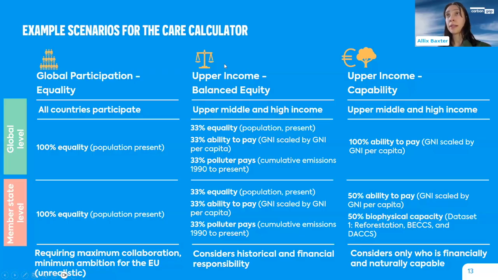Our other 2 scenarios have a more limited group of countries, so upper middle and high income only. And this balanced equity version equally balances these 3 criteria at the global and member state level. So it's considering historical and financial responsibility. The final scenario, upper income capability, again, a more limited group of countries. And this is completely based on countries' ability to pay, and also at the member state level considers their biophysical capacity. So we're just looking at who is financially and naturally capable.